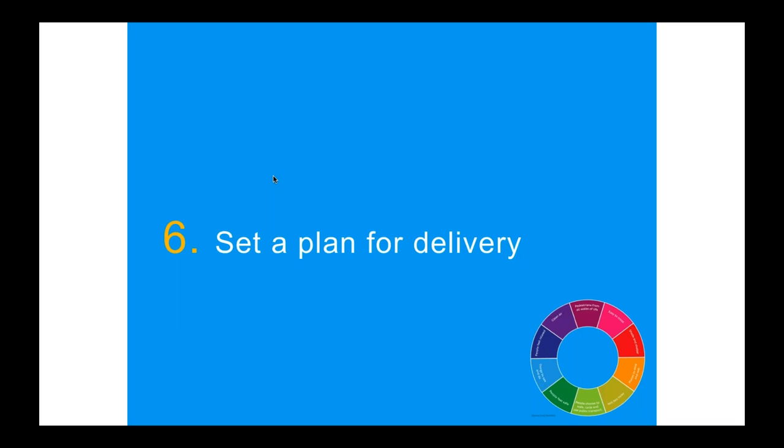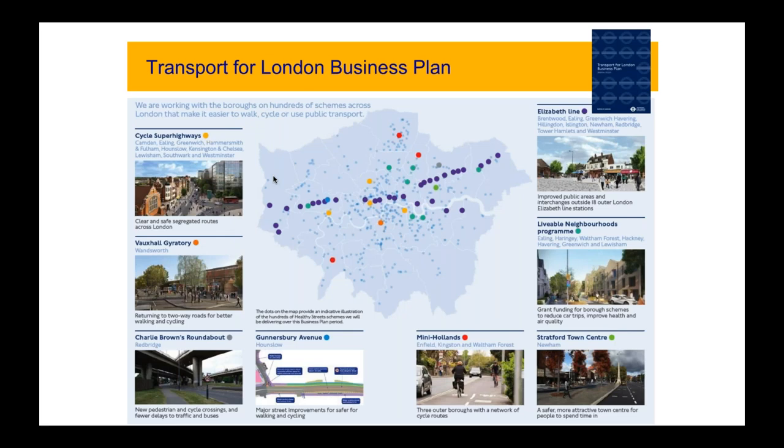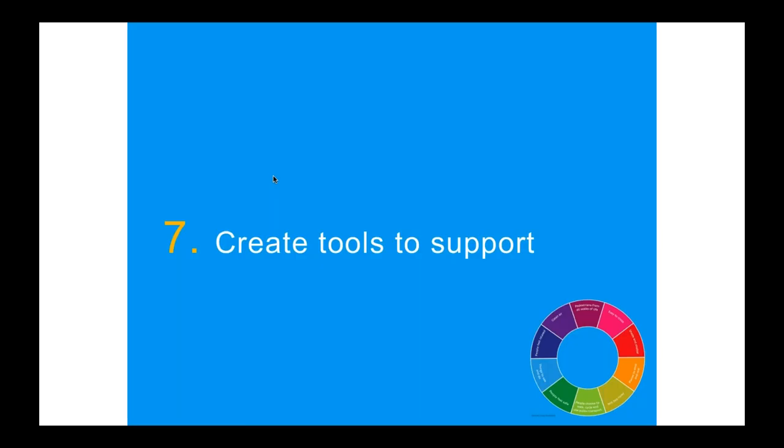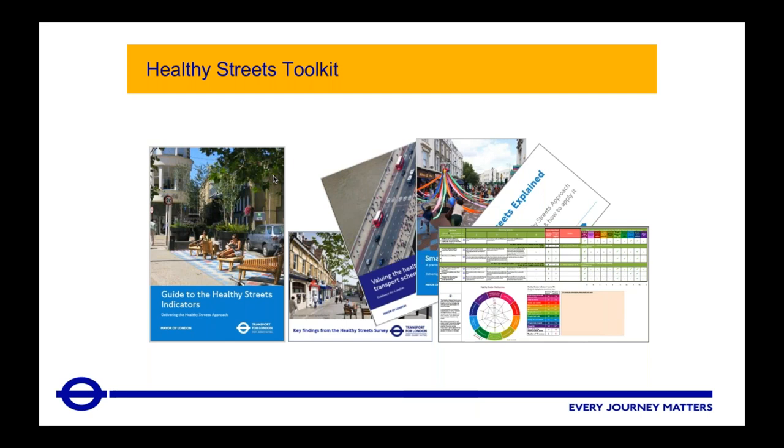So number six in my 10-point plan is to set a plan for delivery. And if we just move on to the next slide, it shows the business plan. So obviously the business plan shows how we're spending the money for the Transport Authority in London, and that shows that we're investing in things that are going to deliver health benefits. Number seven is the tools for delivery. So we've developed something called the Healthy Streets Toolkit, which I'm going to go through briefly now. And all these tools are available on the TfL website. If you just Google TfL Healthy Streets, they're all there.